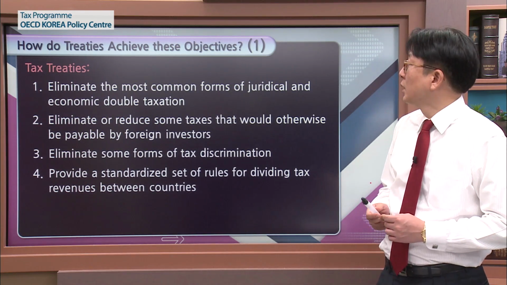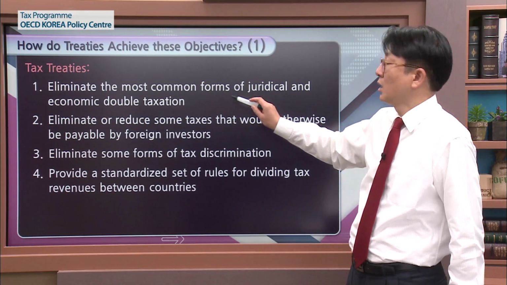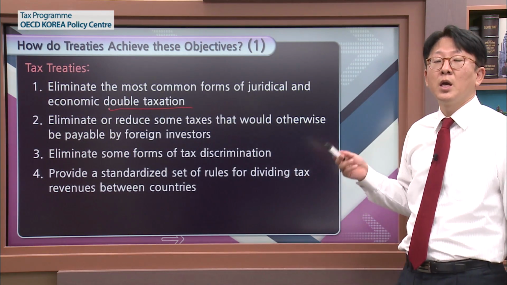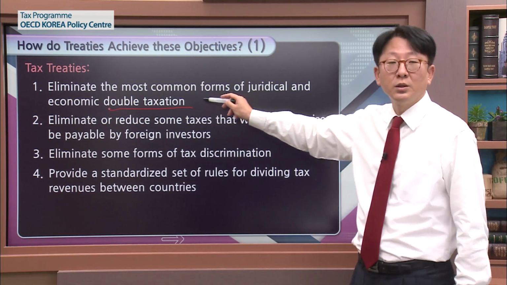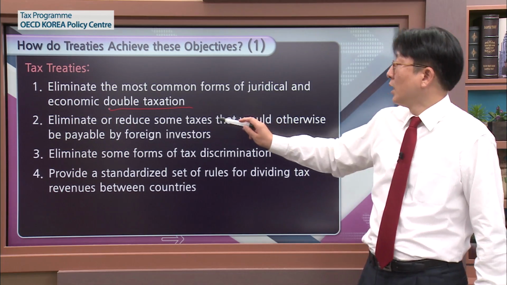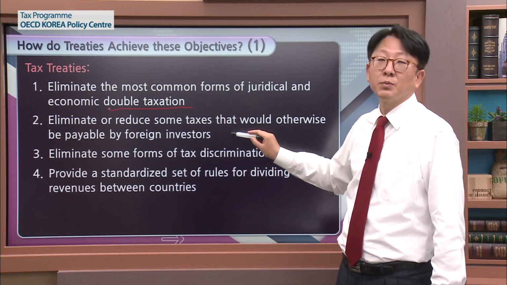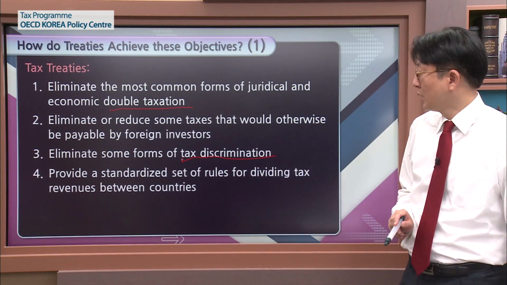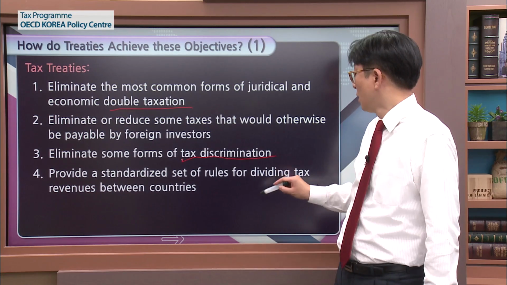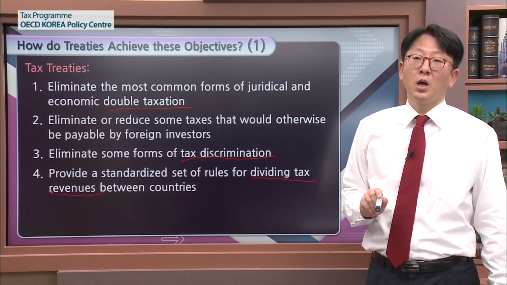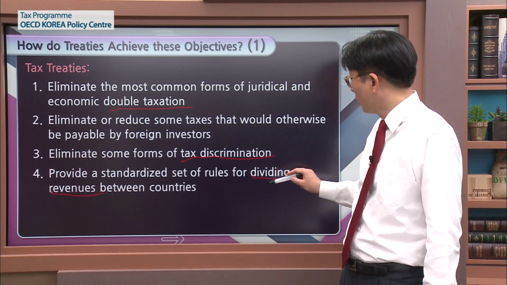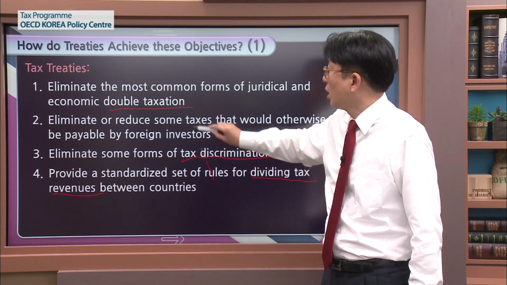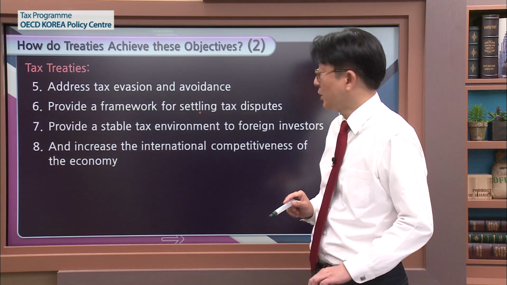So, how do treaties achieve these objectives? First, eliminate the most common forms of juridical and economic double taxation. I'll explain in the next session how to eliminate this kind of double taxation, and eliminate or reduce some taxes that would otherwise be payable by foreign investors, and eliminate some forms of tax discrimination, and provide a standardized set of rules for dividing tax revenue between countries. I'll also explain in detail about the dividing of tax revenues between countries. All these issues are related to double taxation or the elimination of double taxation.